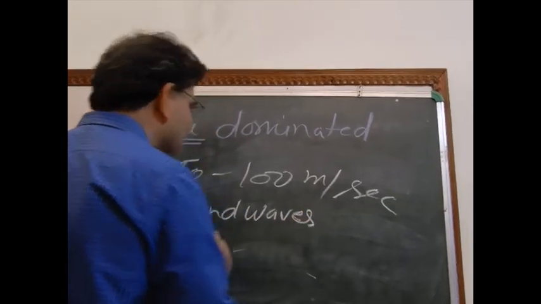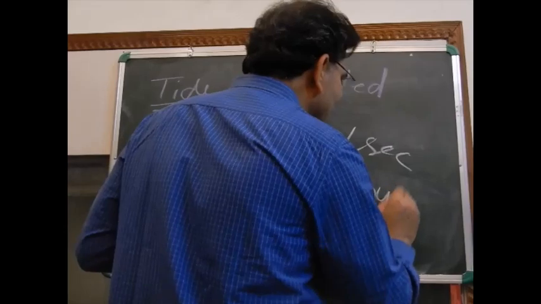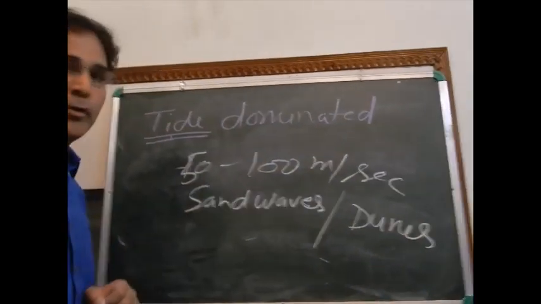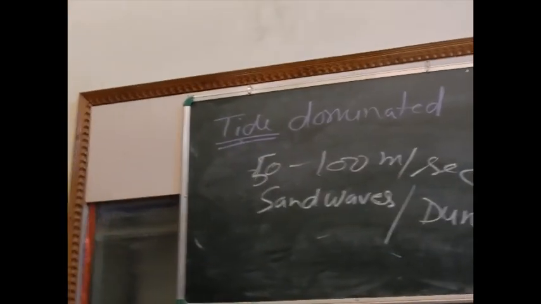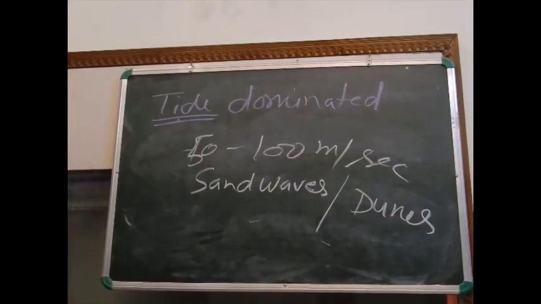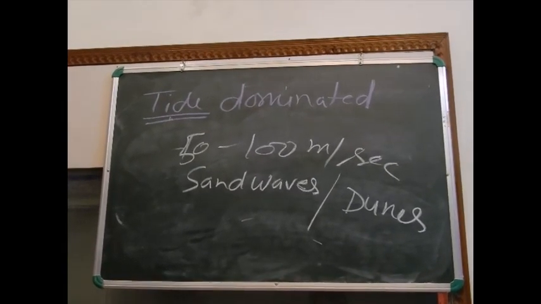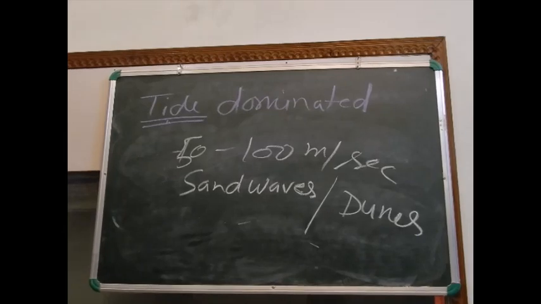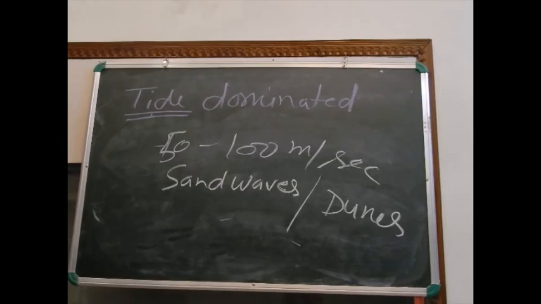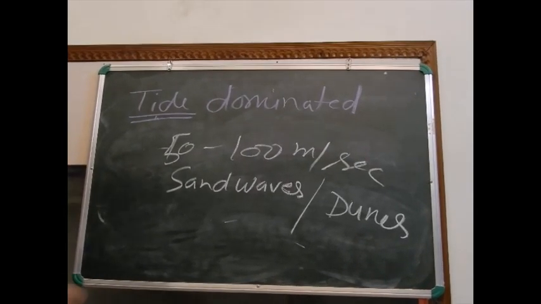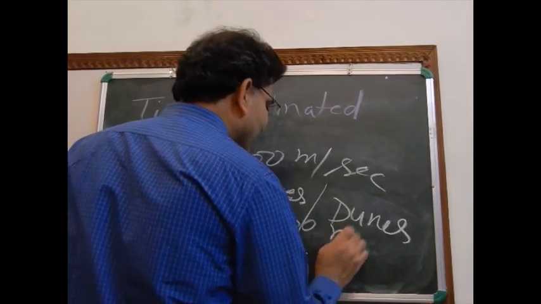I have already described the sand waves in flow regime. These sand waves are also known as dunes. So if the velocity of the tide is 50 to 100 meters per second, the sand dunes are formed, and the migration of these sand dunes forms the large scale cross bedding. Generally their height varies from 1 to 5 meter, and the wavelength varies from 150 to 500 meter.